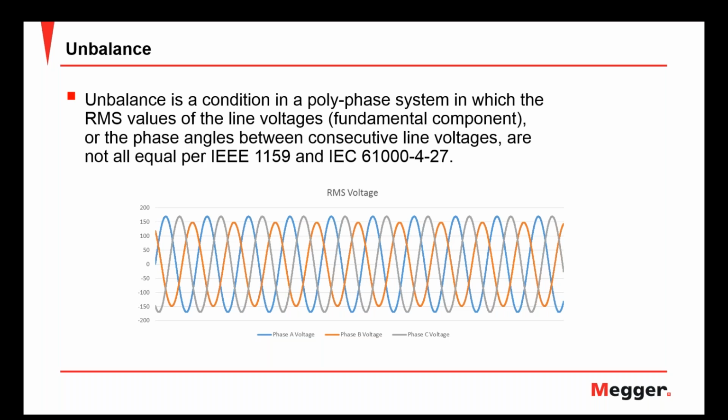Unbalance. This is the definition of unbalance based on your standards. Unbalance is a condition in a polyphase system in which the RMS values of the line voltage of the fundamental component, or the phase angles between consecutive line voltages, are not equal. Basically, that means if my three-phase magnitudes are not equal, or my phase angles between them are not equal, I have some level of unbalance.